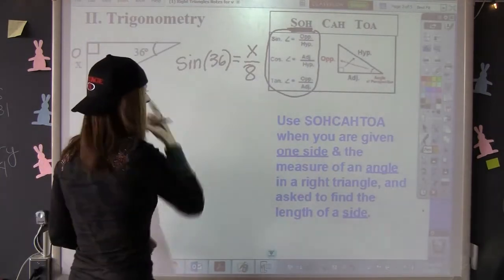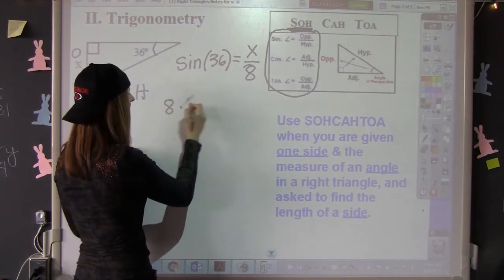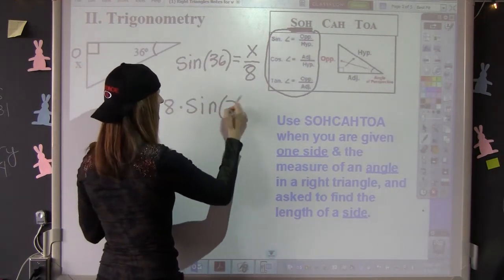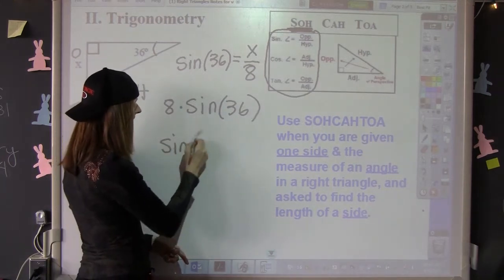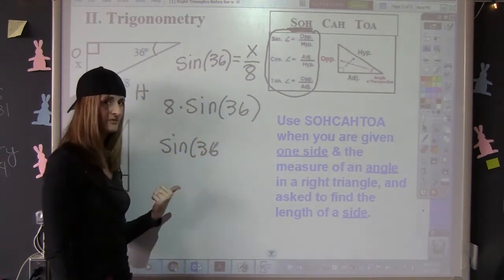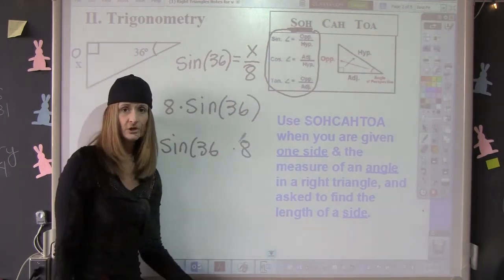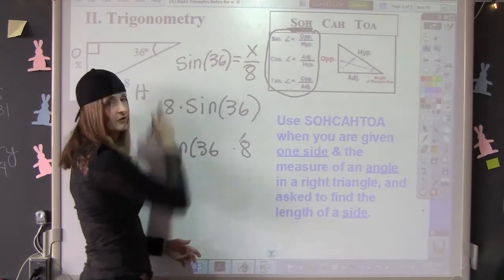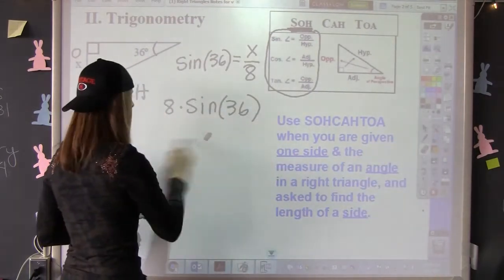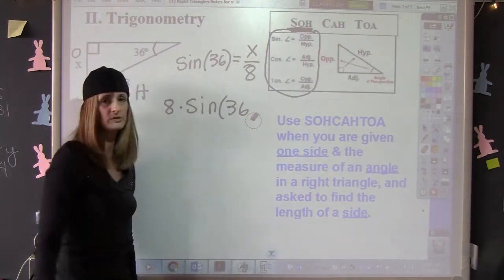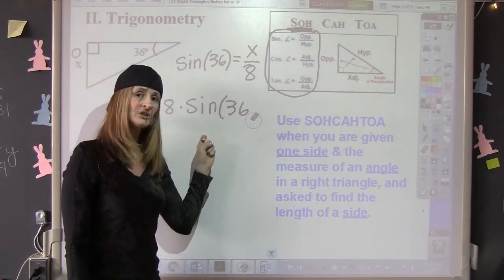Okay? So, we'll take out our calculator. I prefer to do 8 times the sine of 36 because if you put into your calculator the sine of 36 and you forget to close the parentheses and then you do times 8, well now you're going to have a completely different answer. So I prefer you put that 8 in front. Then you don't have to worry about whether you close the parentheses or not. Because if you don't close the parentheses, you get the same answer.